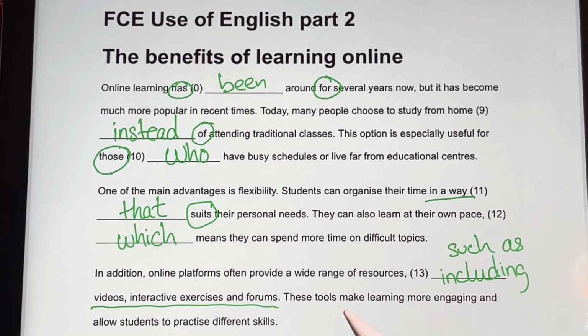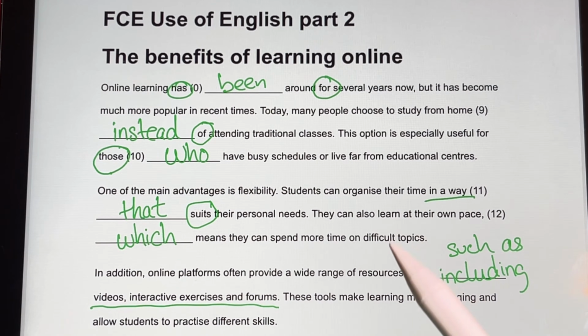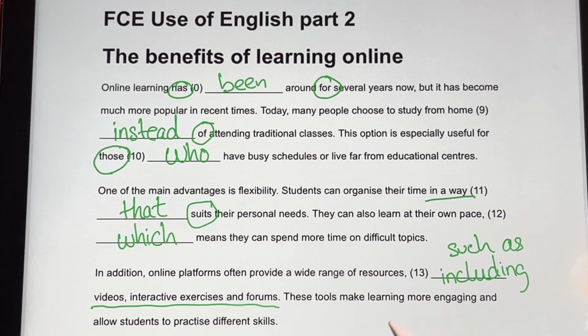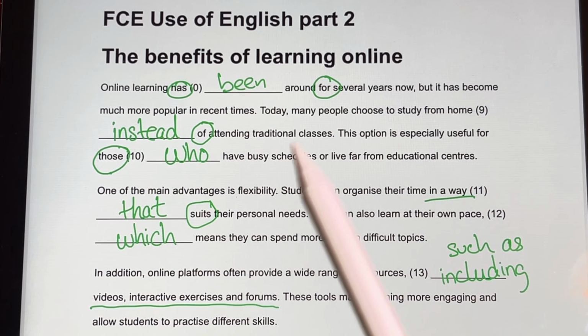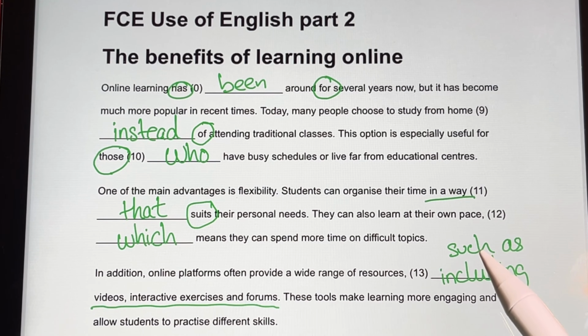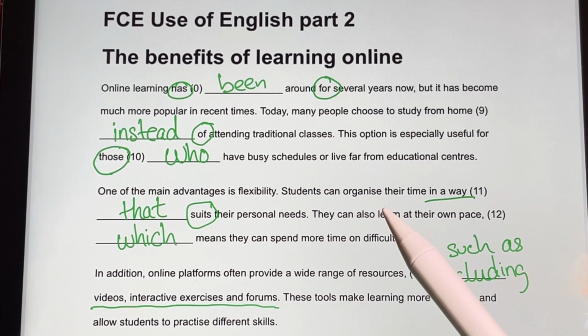I would go back to read the whole text and find expressions that will help you with your writing when you have to do your writing. So use this information that you find in this text.